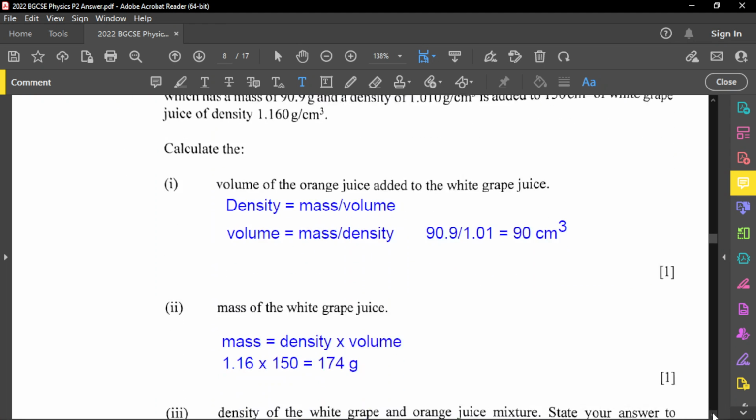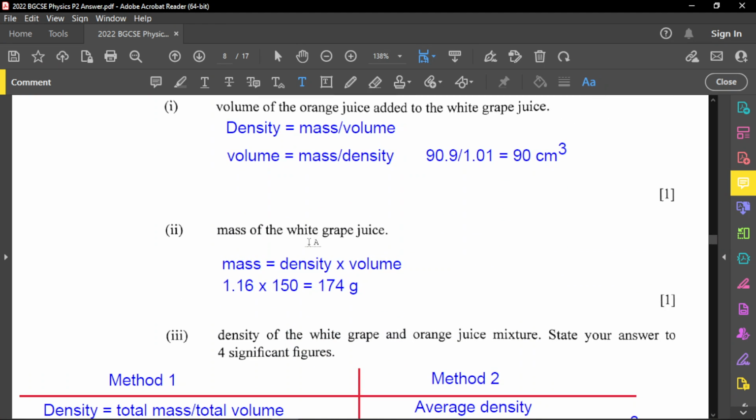And to go to the next part of the question, we're going to calculate the mass of the white grape juice. And so again, mass is equal to density times volume. The density is 1.16 based on the question, and the volume was 150 centimeters cubed. Therefore, multiply them, you get 174 grams. For part 3, you're going to calculate the density of the white grape and the orange juice mixture. State your answer to 4 significant figures.